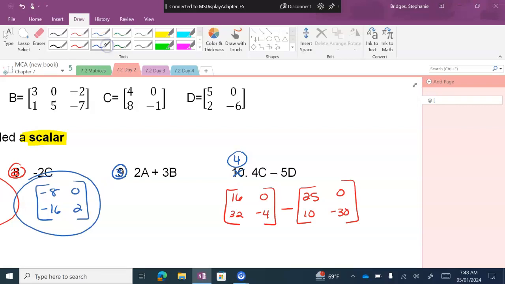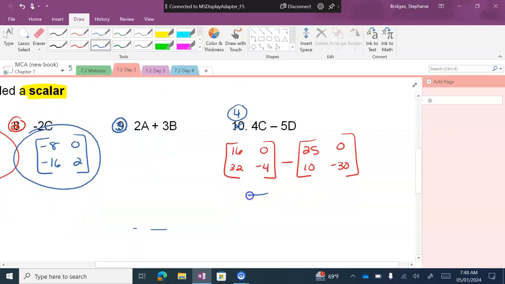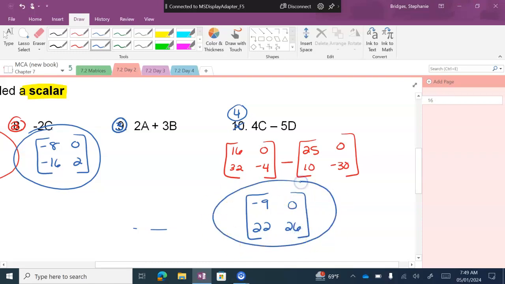So let's see. 16 minus 25. What is that? Negative 9. 0 minus 0. 32 minus 10. Negative 4 minus a negative 30 turns into negative 4 plus 30, which is going to give me 26. Does that make a little bit of sense?